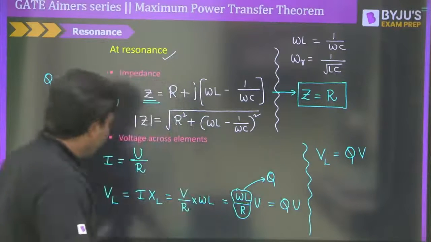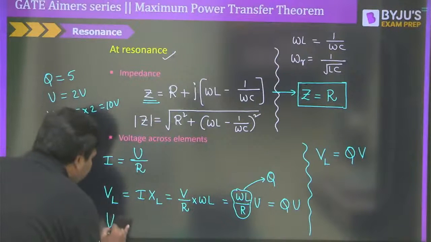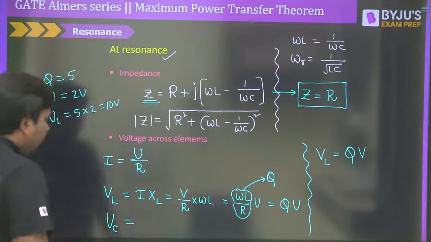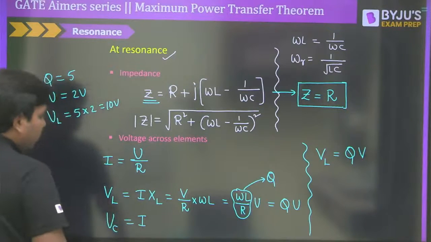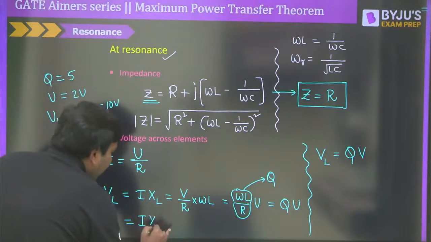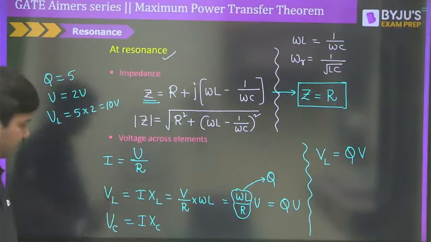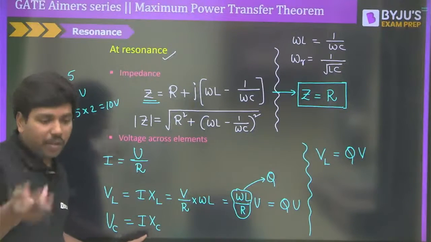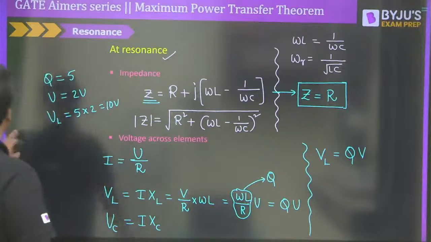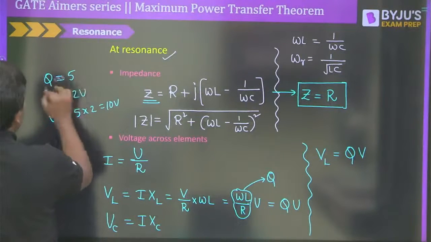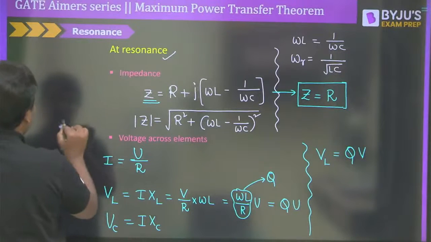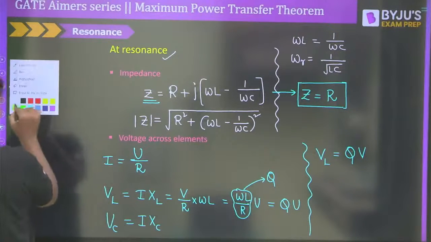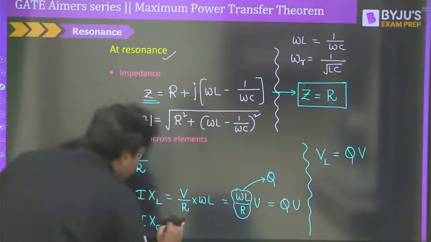Clear? Now the same thing is going to happen even if you look at VC also. What is the voltage across the capacitor? That can be said as the current flowing through the capacitor into the reactance of the capacitor. So easy. What should I say here? Any one of you? Current flowing through the capacitor into the reactance of the capacitor. Pramit, answer from your side. No answer from your side. So this will be equal to how much?